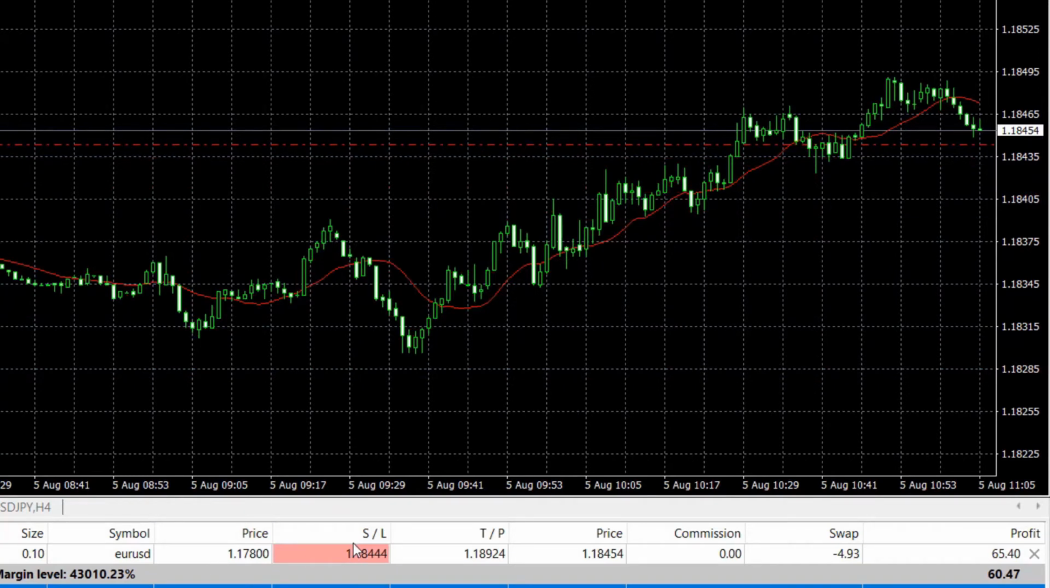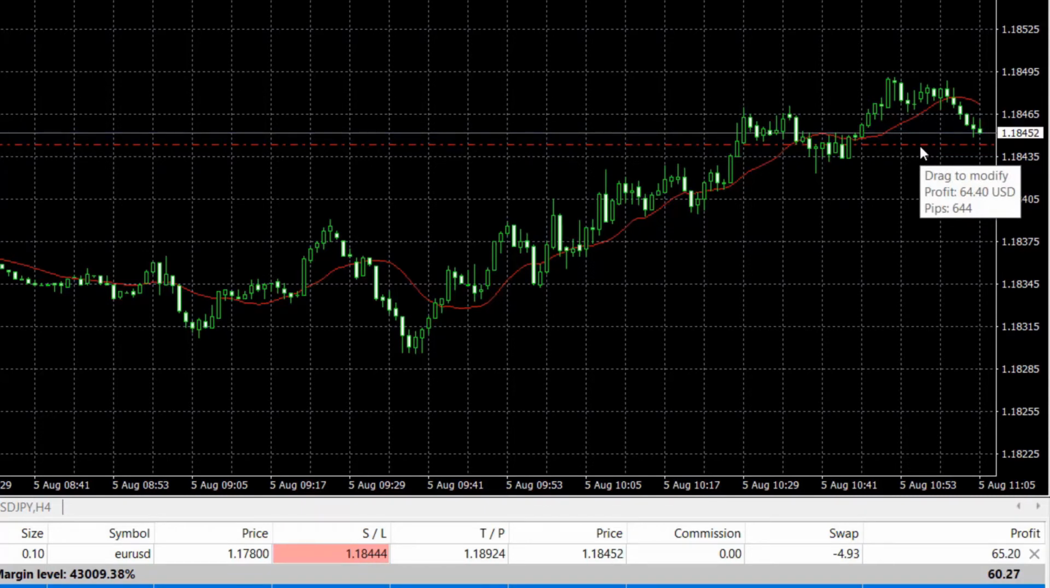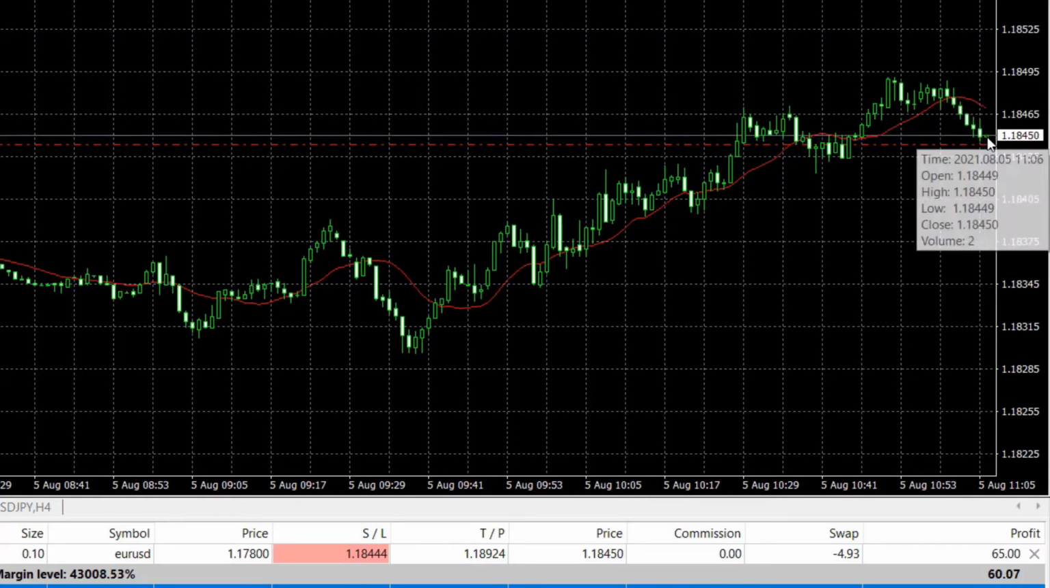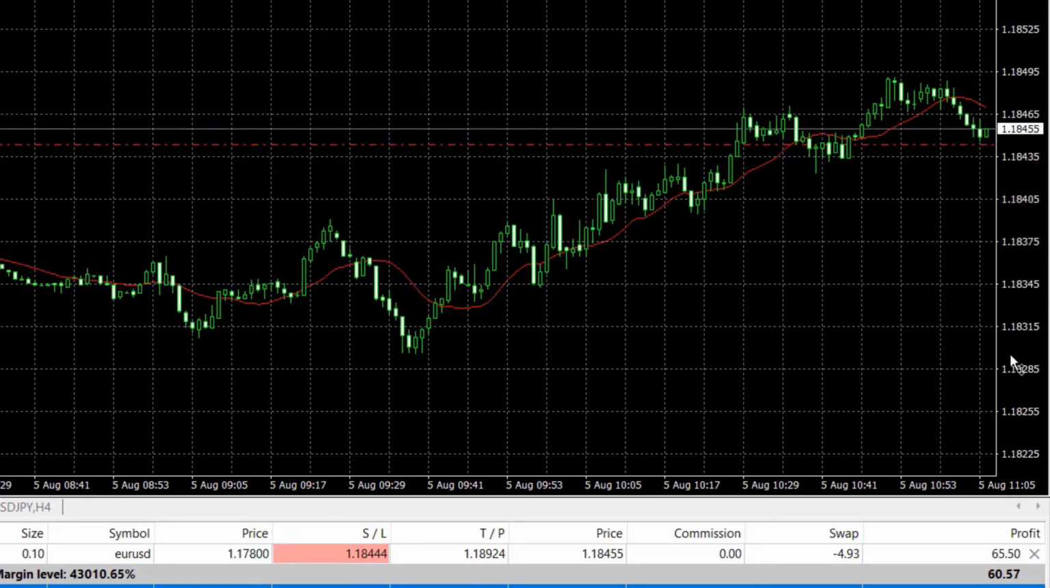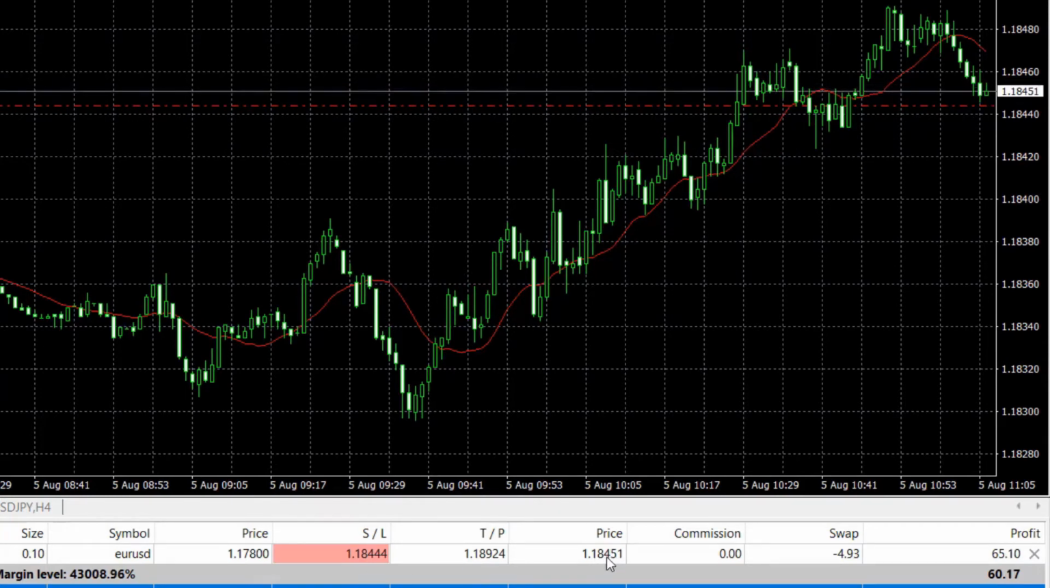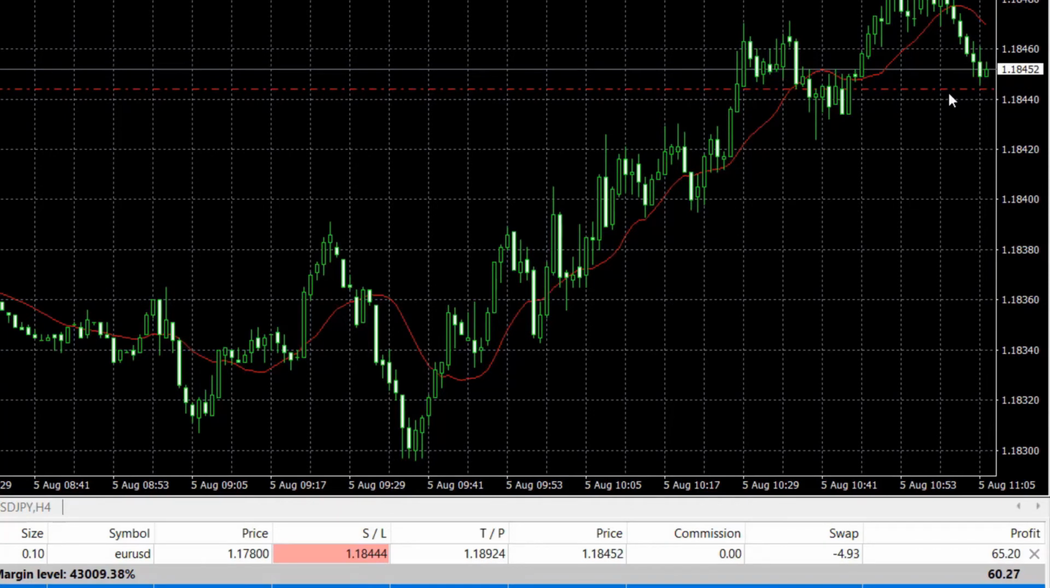So you will see that it's marked already in red, which gives me a warning that it is very close to the price. So if I put the mouse on it, you will see that if the trade is closed, it will bring me a profit of $64.40, and probably this is about to happen as I see the market going a little bit negative in the short term on the 1 minute time frame. So let's see if this will happen. The price currently is 118.45. The stop loss is 118.44. So it's about 1-2 pips for the trade to be closed.